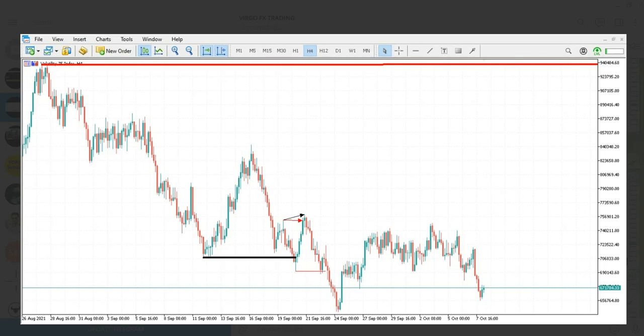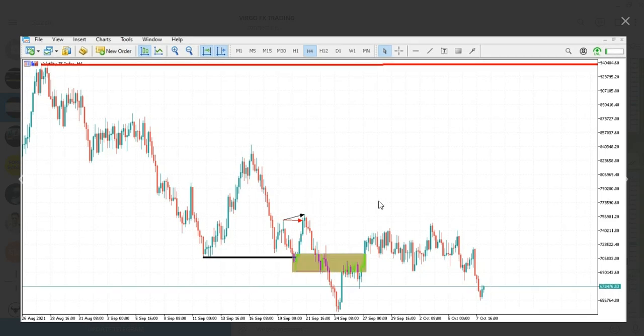Okay, so always at the break of market structure, we check for an order block. And where's that order block? It is the last down candle before this move up. But where do we highlight? Do we only highlight this candle? No, we highlight it from this wick down here. So now our order block is highlighted.